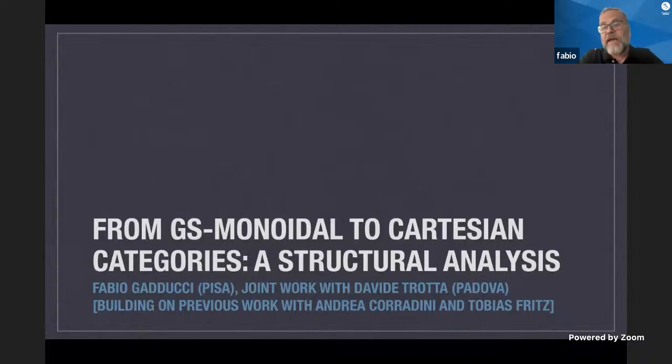Thanks for inviting me. The idea of the talk is a survey of some recent results that I have obtained with Davide Trotta, together with Andrea Corradini and Tobias Fritz, to give some idea about the taxonomy which exists between some kinds of enriched monoidal categories like gs-monoidal ones, up to Cartesian categories, and what we can say from the point of view of the structure of the free categories which are built out of a signature. I'll try to give some details and to be didactic, one step after the other.